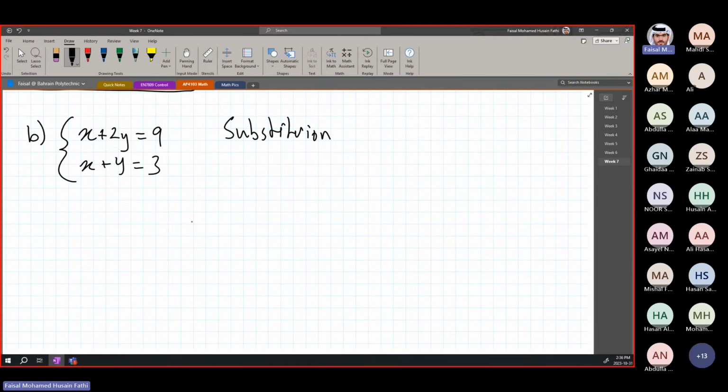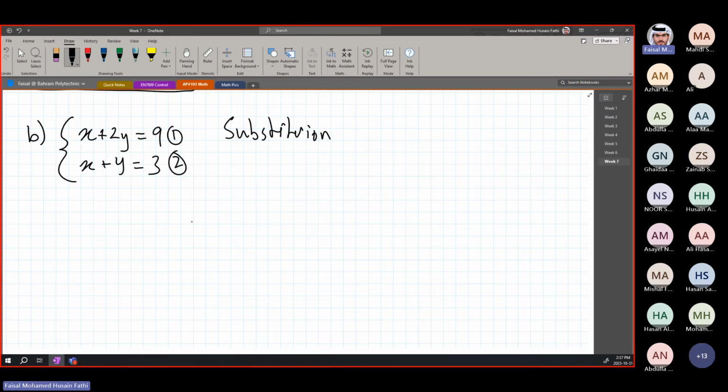So the first step of substitution is we need to take one of these equations, and this is equation 1, equation 2. We need to take one of these equations and put either x by itself on the left or y. It depends on you. All on one side or everything else on the other side.